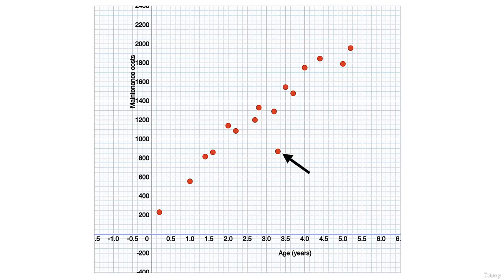I have a question. Did you notice the 3-year-old car that had low maintenance costs? What happened there? Why is this point a bit of an anomaly? You'll see that in the next part where we add another input to the neuron.